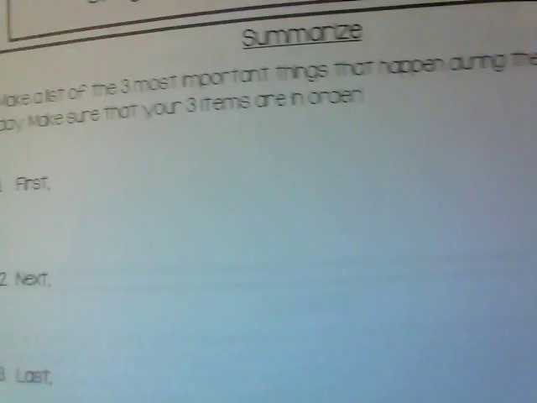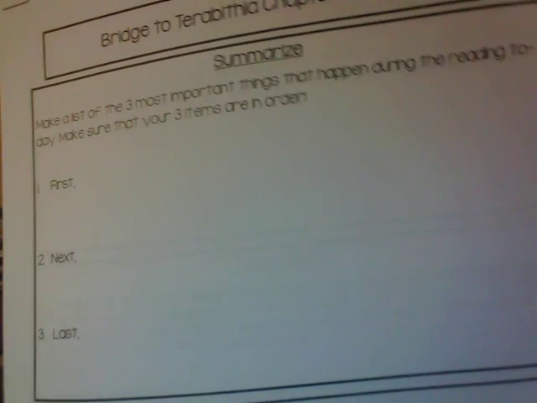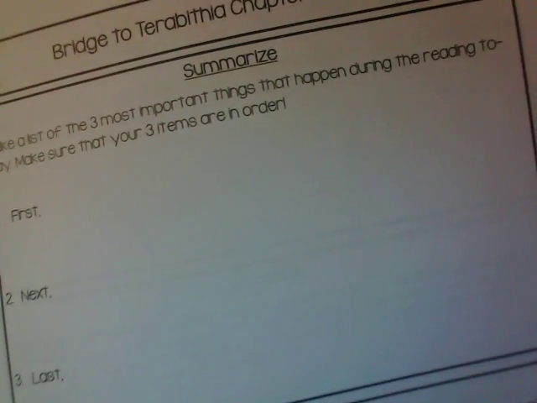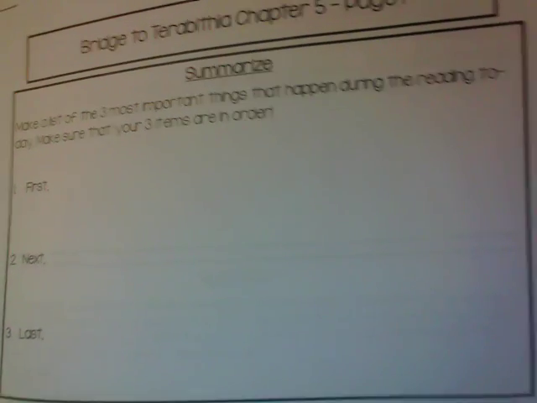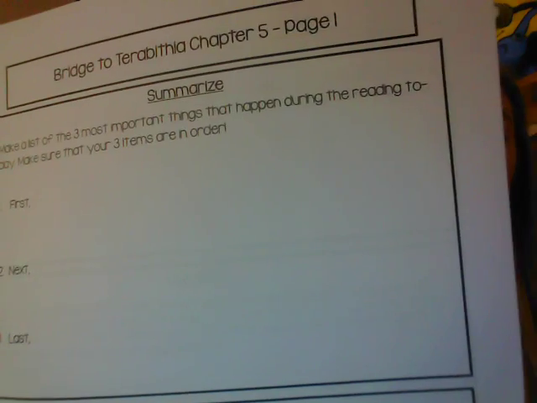Okay, the first section on the first page is your summarize section. So you're going to make a list of the three most important things that happened during the reading. Make sure that your three items are in order. So first, next, and last. Use the book and make sure those items are in order.